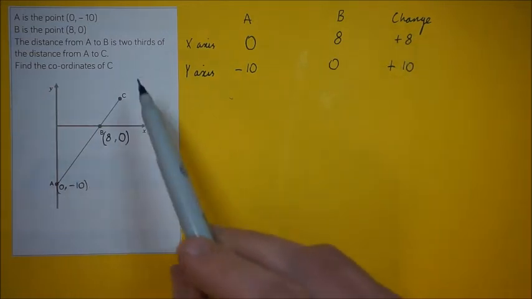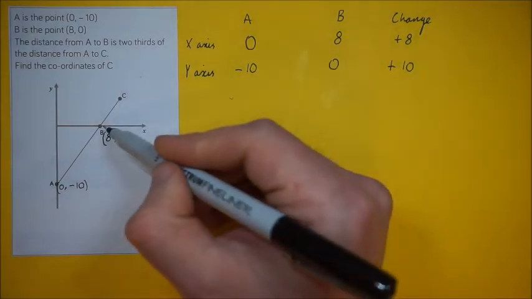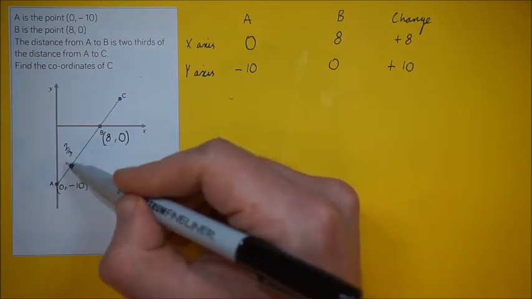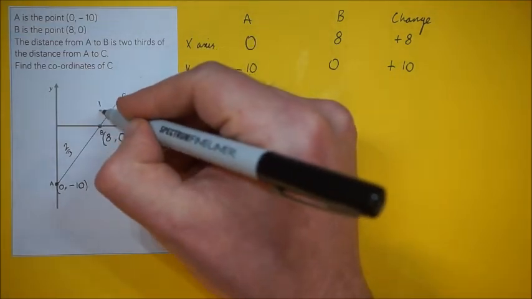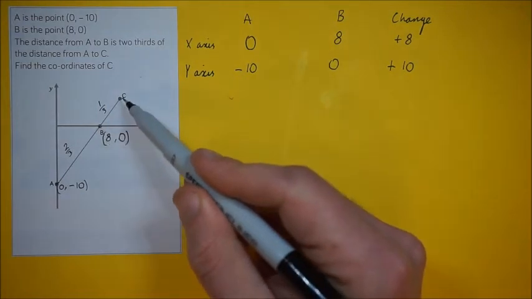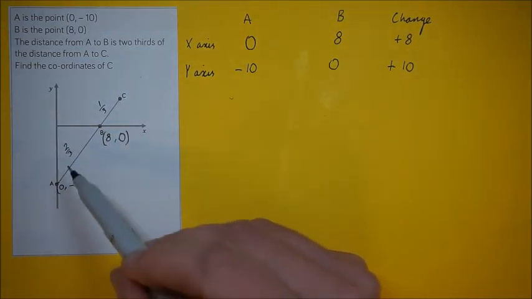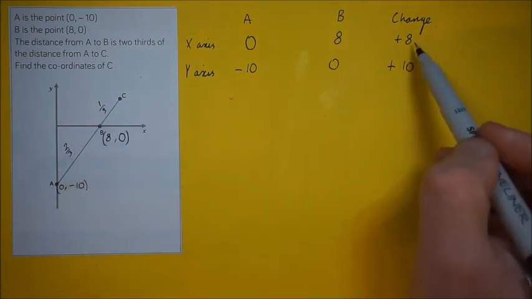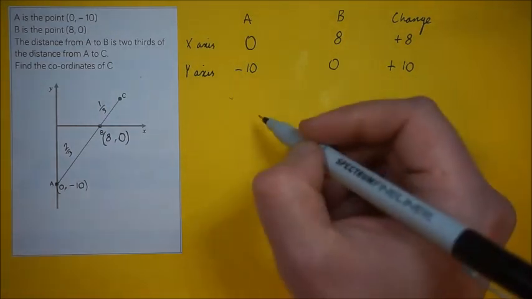And it also tells us here that that is 2/3 of the distance between A and C. That means 2/3 of the distance are between this point, and then 1/3 is up here. So I need to find out how much more is 1/3. To do that, I'm going to take my 2/3 and divide them by 2 to get just 1/3.